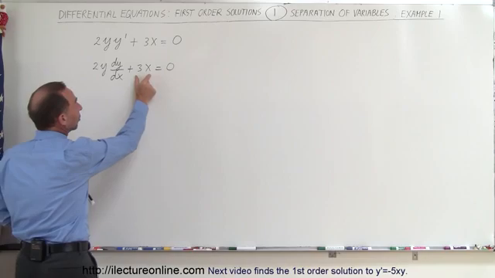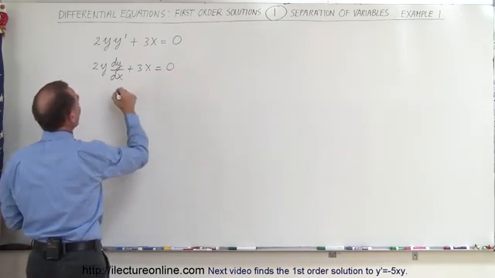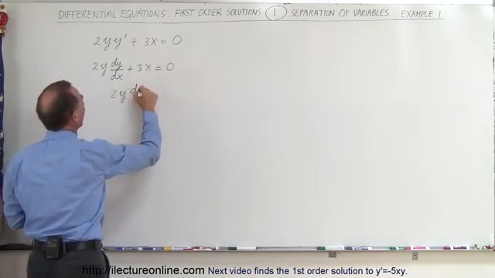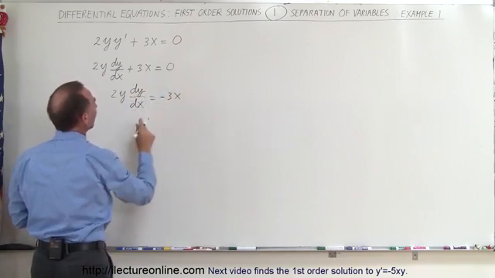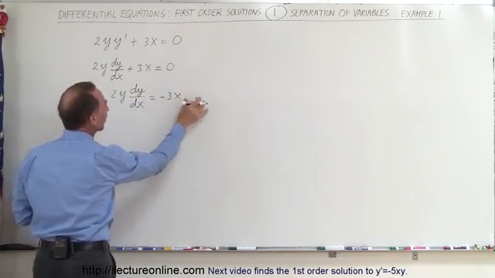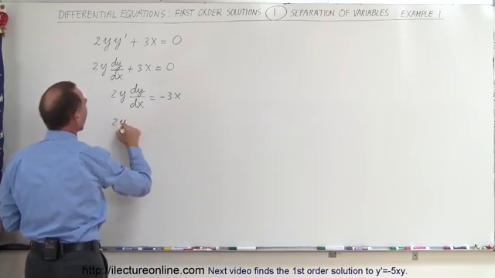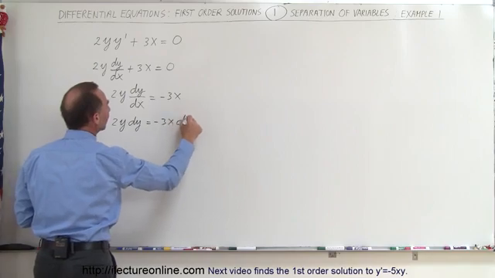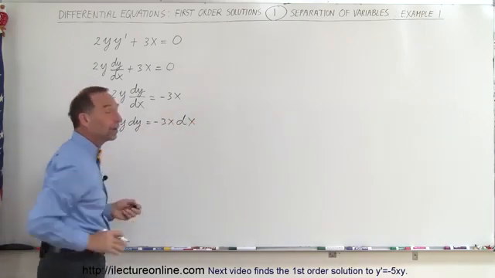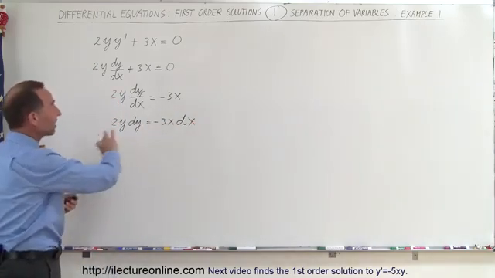So starting out, we'll put the 3x to the right. So this can be written as 2y dy/dx is equal to minus 3x. And now we move the dx to the right side of the equation. So this is 2y dy equals minus 3x dx. And so now we have what we call separated the variables. We have the y's on the left side, the x's on the right side.